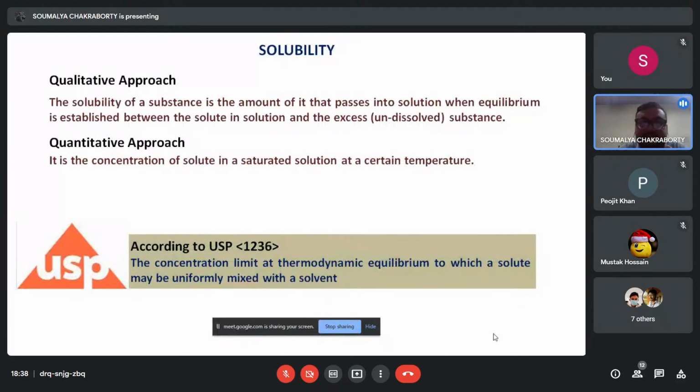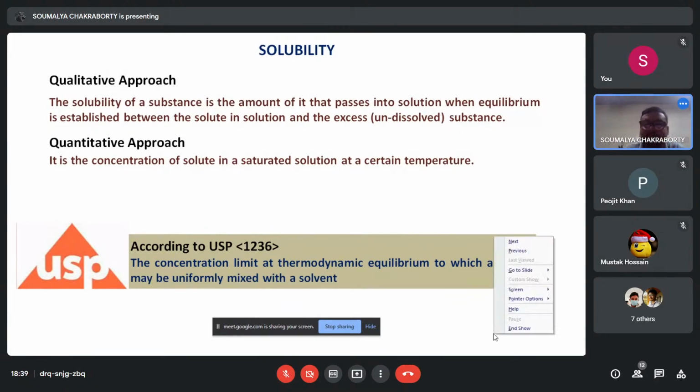So let us begin with the definition of solubility. Basically, it has two aspects. One is the qualitative approach, another is the quantitative approach. So just go through the definition of the qualitative approach. The solubility of a substance is the amount of it that passes into solution when equilibrium is established between the solute in solution and the excess or undissolved substance. Okay, so what can you understand from this sentence?